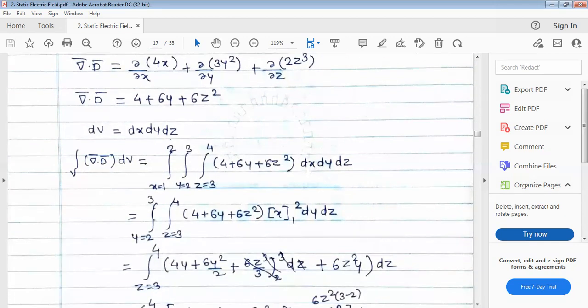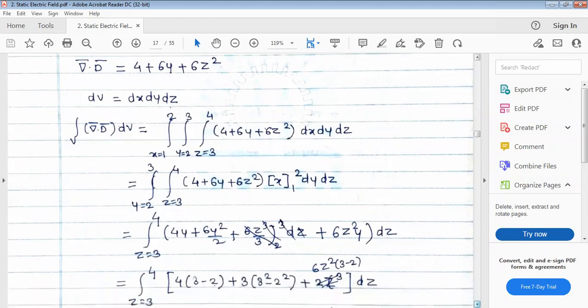First, for the x term: is there any x term here? No, in this equation there is no x term. So we can take it as common, and the integration of dx will be x, which multiplies all these terms. So it is x, varying from 1 to 2. Then we take the integration with respect to dy. Now here is one y term, that is 6y. So just multiply in this whole bracket.